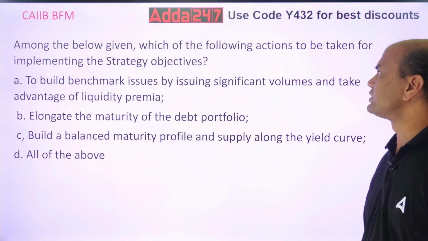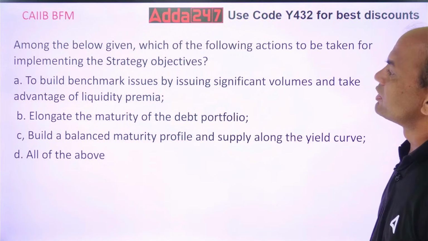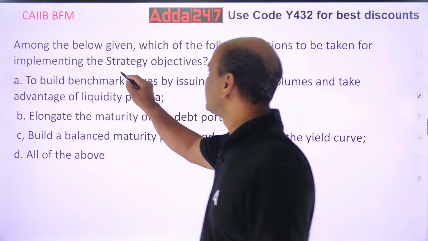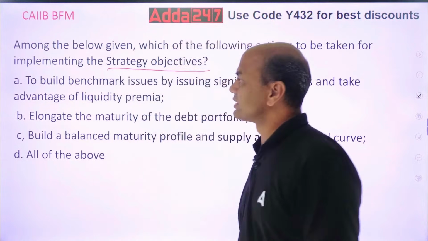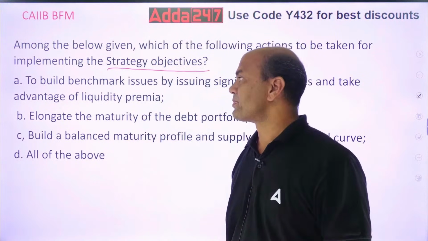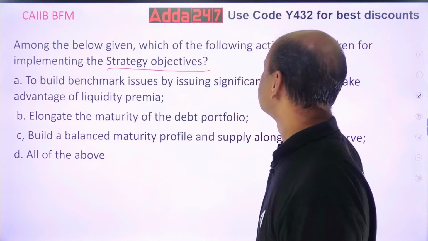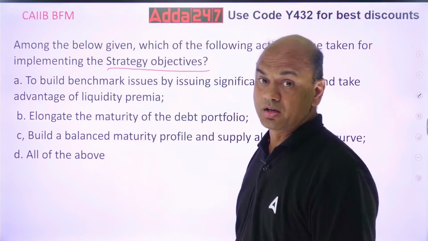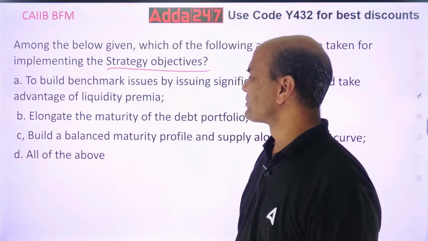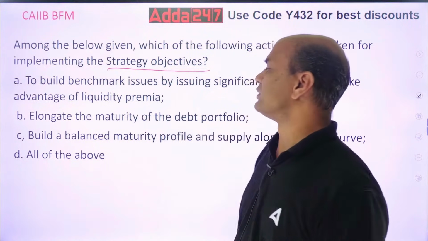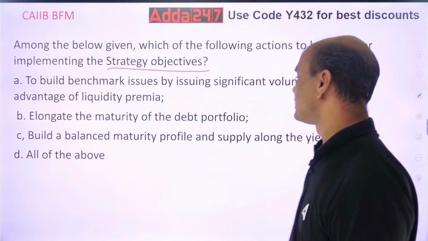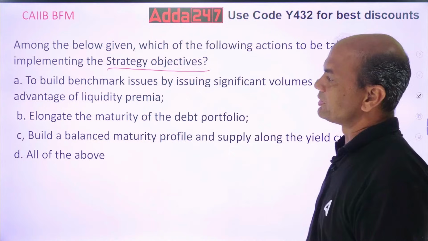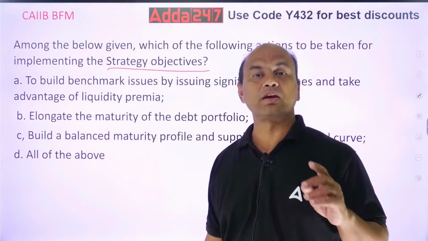Among the below given, which of the following actions is to be taken for implementing the strategy objectives? Long-term strategy. To build a benchmark issue by issuing significant volumes and take advantage of the liquidity premium. Difficult words, isn't it? Elongate the maturity of the debt portfolio, build a balanced maturity profile and supply along the yield curve, and all of the above. Strategy means you are thinking of the long term.